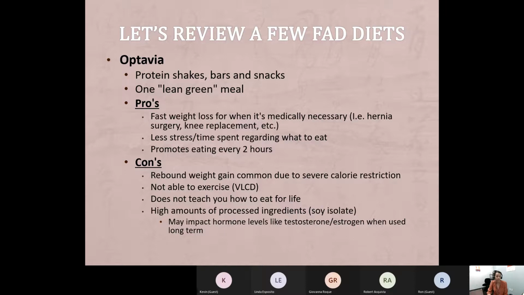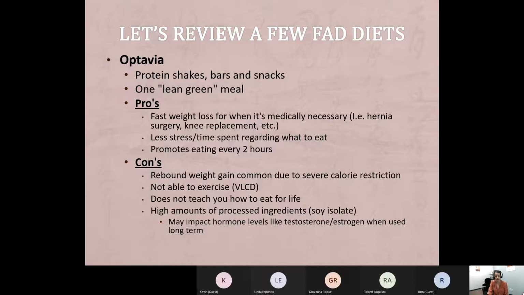And if they can stick with it and they can do it forever, that's great. But basically, it involves not eating. You're drinking a protein shake for breakfast, lunch, and snacks, and you're only allowed one meal per day, which is a lean and green, meaning just chicken and vegetables. And the pro is that it's definitely a quick way to lose weight, especially if it's a medical necessity. Like you need a hernia repair surgery or a knee replacement, something where you need to lose weight quickly. And you don't have to think about it, right?